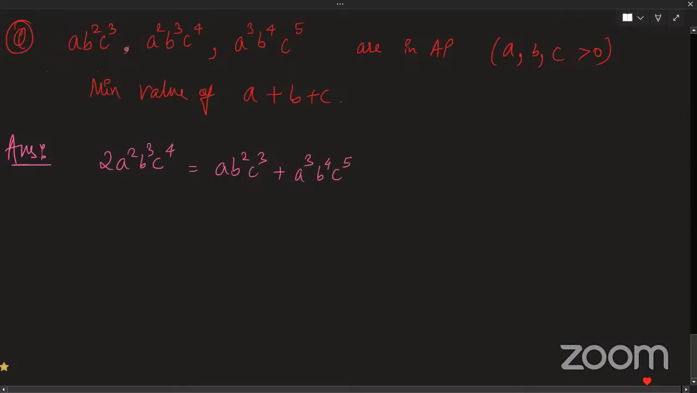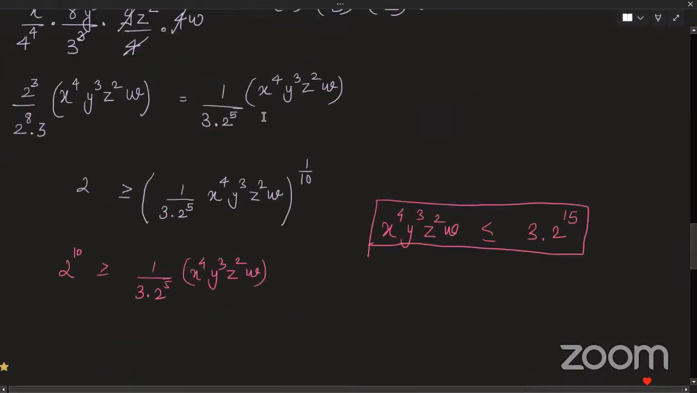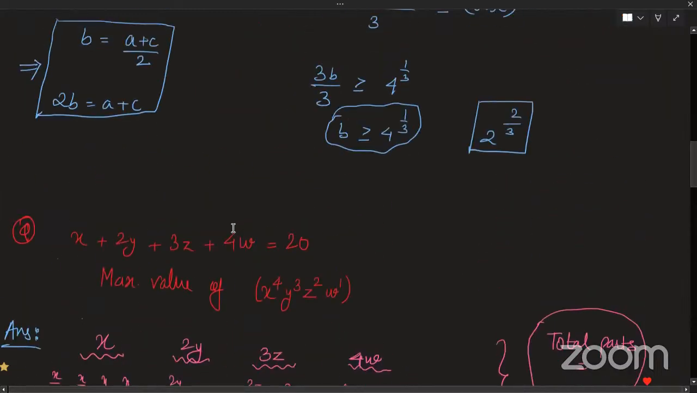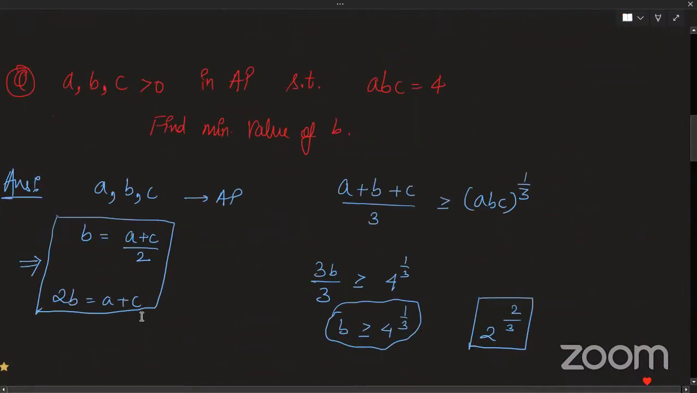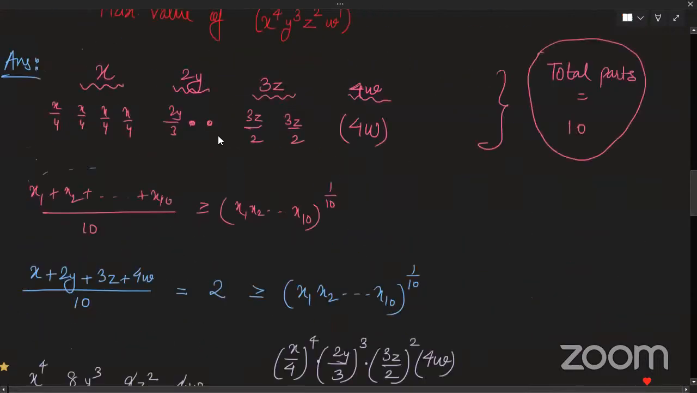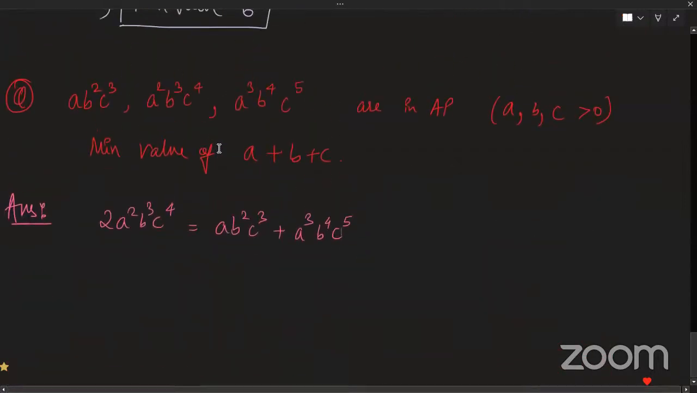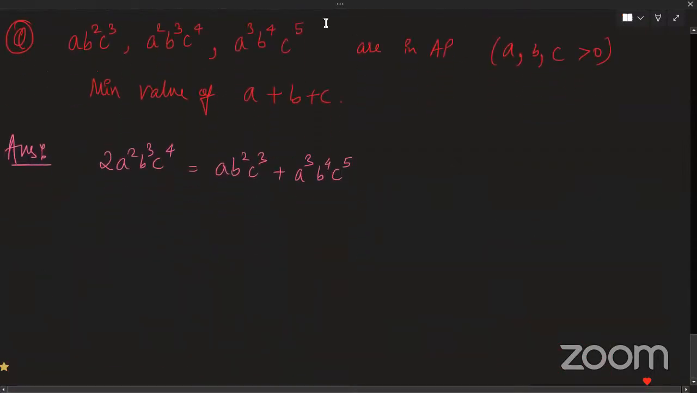Right? They are in AP, right? So if they are in AP, 2 times my center term is equal to the sum on both sides. The one we did just over here: if A, B, C are in AP, my 2B is equal to A plus C. My 2 times the center term is equal to A plus C. So the same thing we are doing over here. Got it?